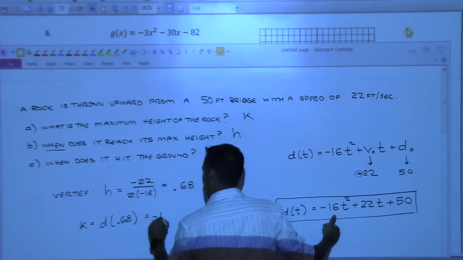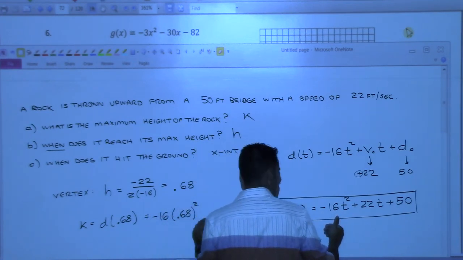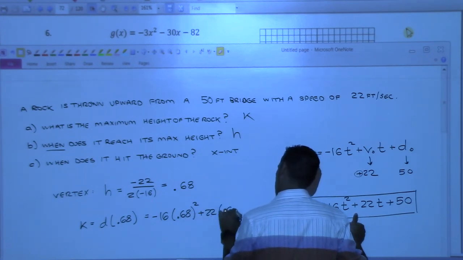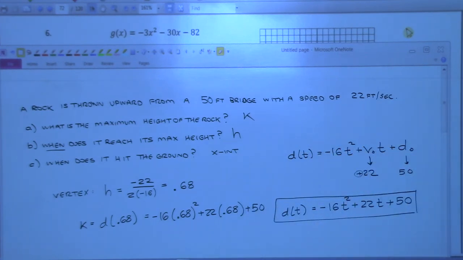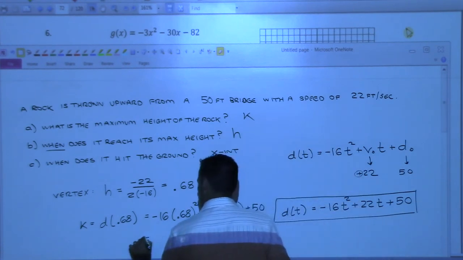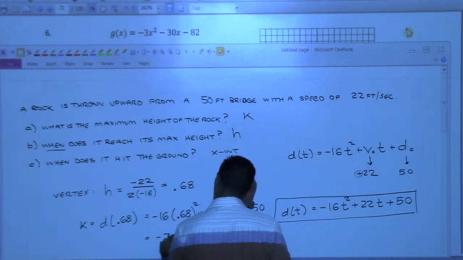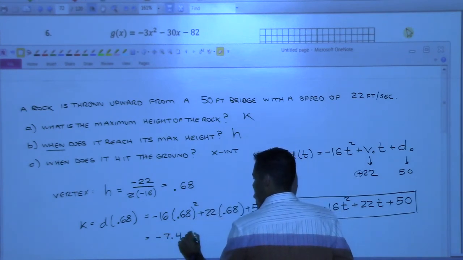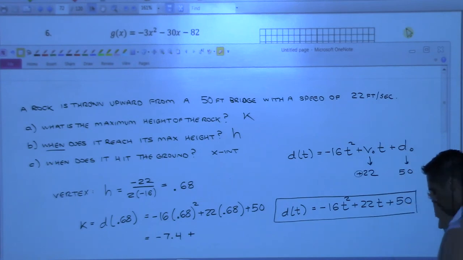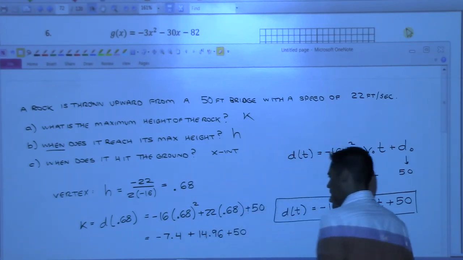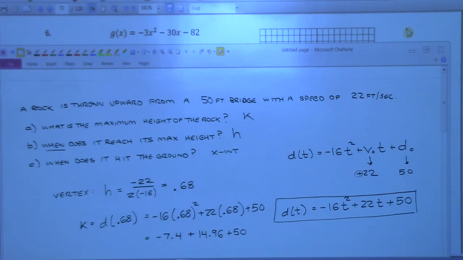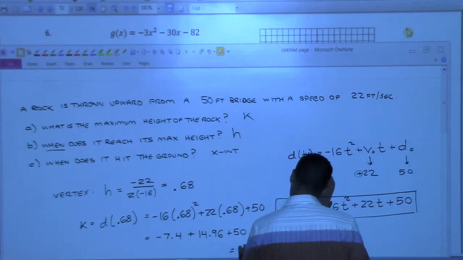So this is going to be negative 16 times 0.68, we're going to square that, plus 22 times 0.68. Yes, you're going to have to use a calculator, plus 50. And hopefully you can grind this out. I'll do this piece by piece. This first piece here should be negative 7, I'm going to go with 4. I'm going to round that a little bit. Plus 14.96 plus 50. I'm getting 57.56.